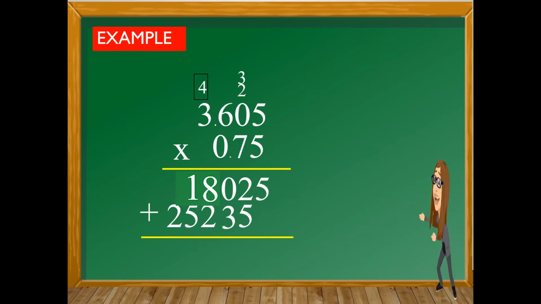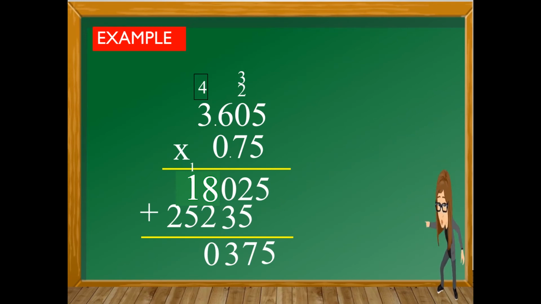Bring down 5. 2 plus 5 is 7. 0 plus 3 is 3. 8 plus 2 is 10. Carry 1. 1 plus 5 is 6 plus 1 is 7. Bring down 2. So let us count now the decimal places.